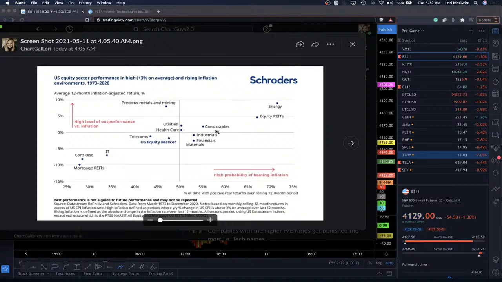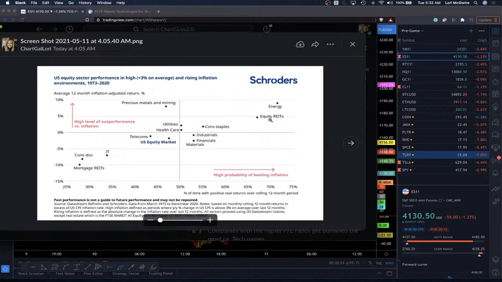Equity REITs, consumer staples. Names that don't have a high level of outperformance versus inflation, but a high probability of beating inflation: industrials, financials, and materials. Well, doesn't this explain what's going on with the market? We have XLI, XLF, XLB that are doing so wonderful, XLP, XLE, and then equity REITs.